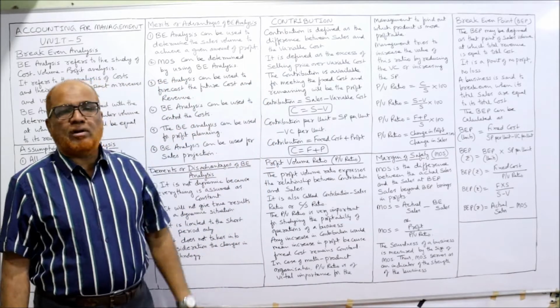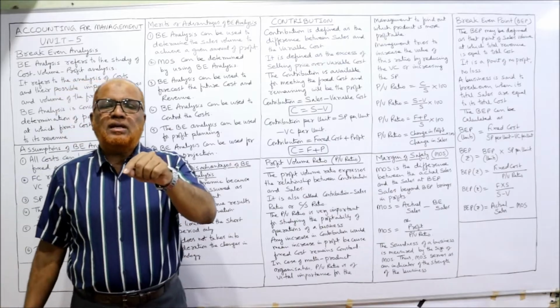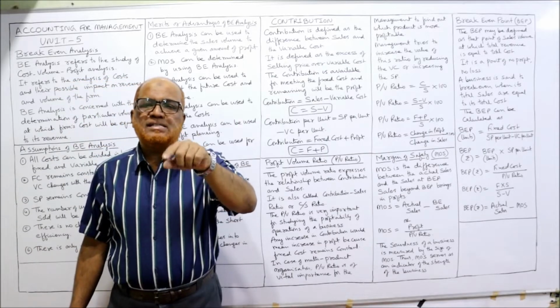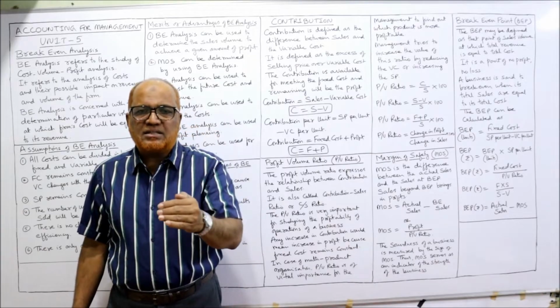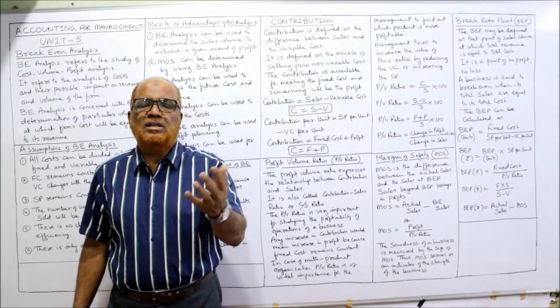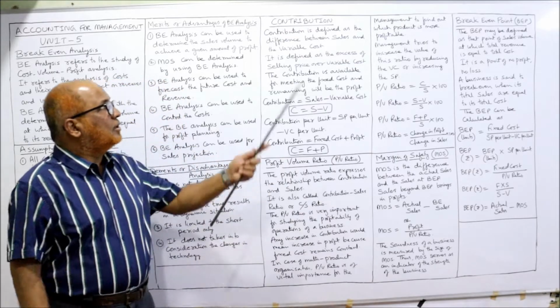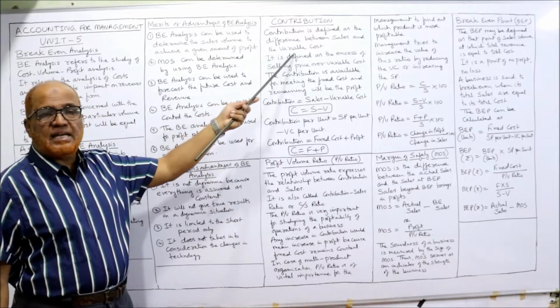Now, first one is contribution. Contribution is the difference between sales and variable cost. From sales, if we deduct the variable cost, then we get the contribution. So, contribution is defined as the difference between sales and variable cost.